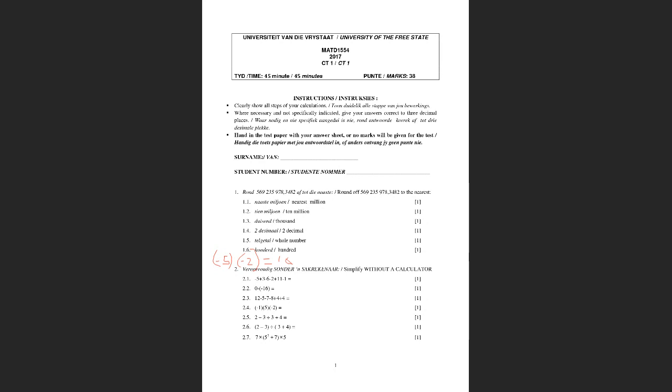Then our next one, we have 2 minus 3 divided by 3 plus 4. According to BODMAS, we do the division first. So we are going to get 2 minus 1 plus 4. Then our answer is going to be 5. Any questions with 2.5?